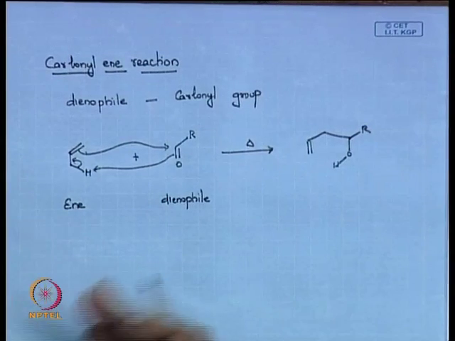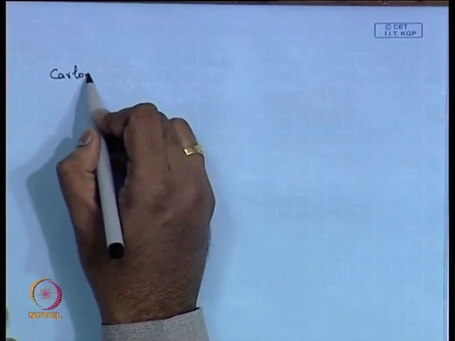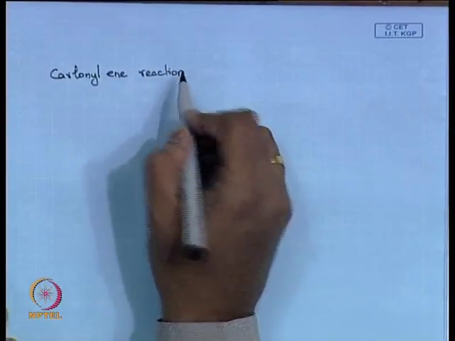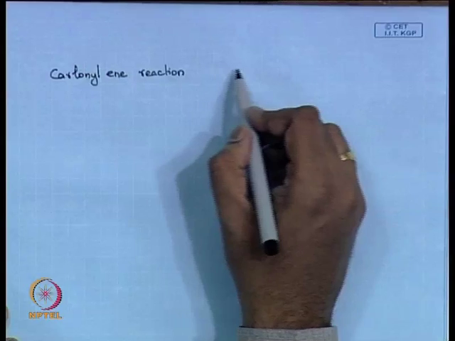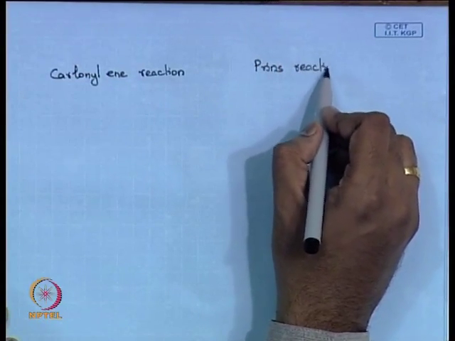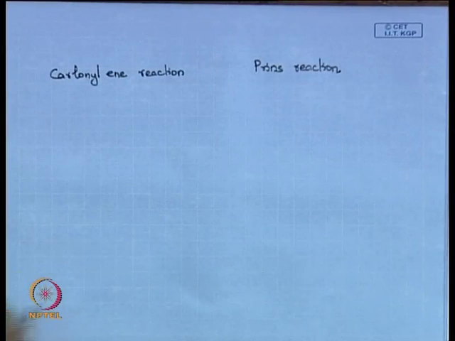Can you relate this carbonyl ene reaction with any other reaction? Any similarity with any reactions which you have studied? From the product point of view, that is more important, not based on your reaction mechanism, but from the product point of view: Prince reaction. Carbonyl ene reaction and Prince reaction, from the product point of view they will be more related.